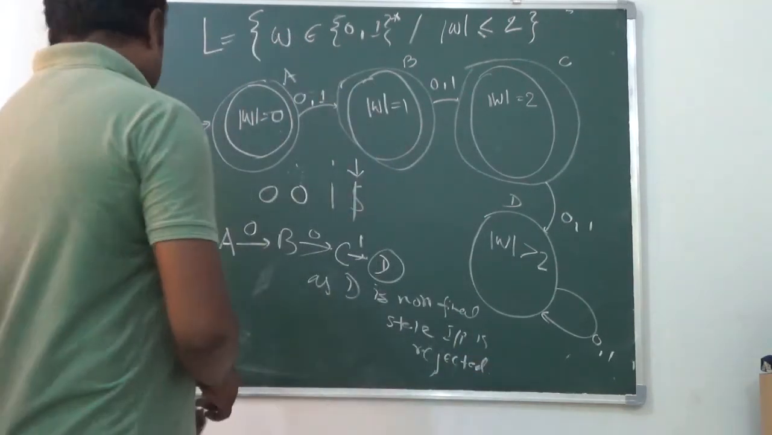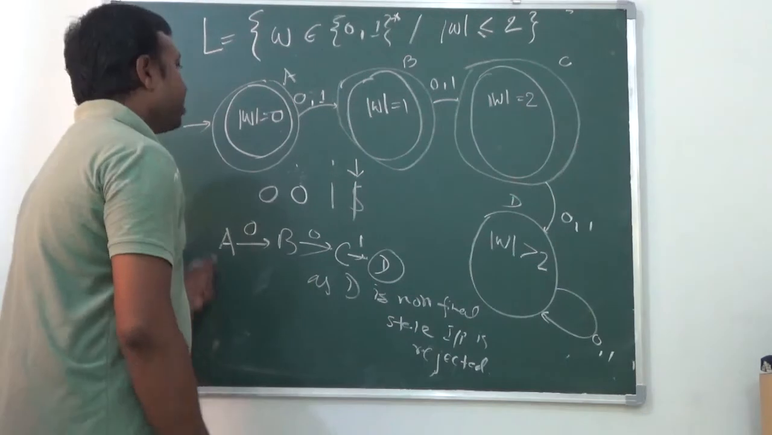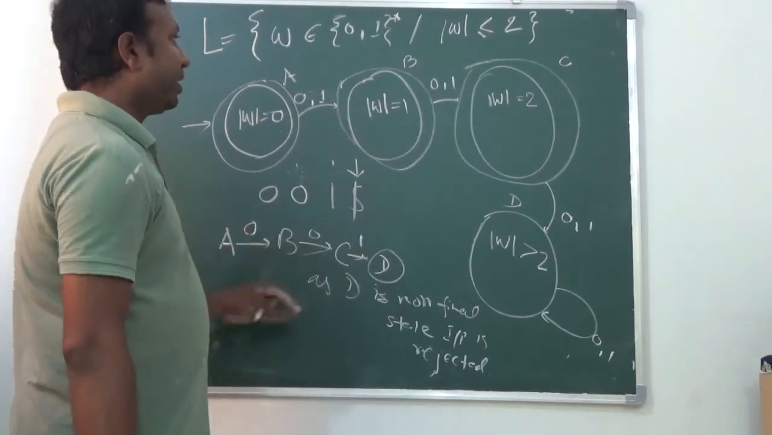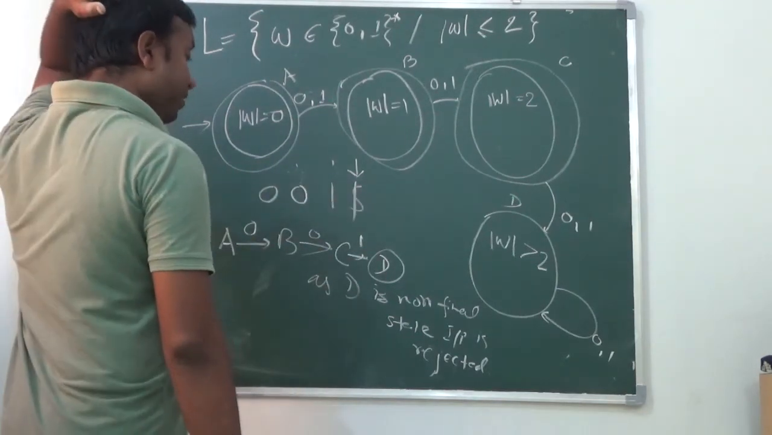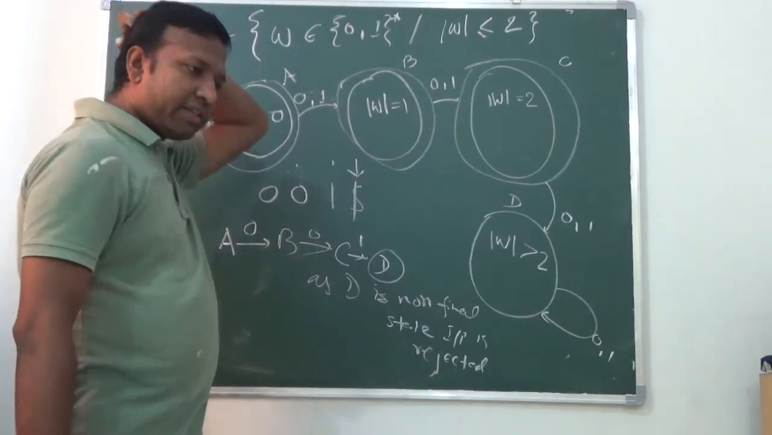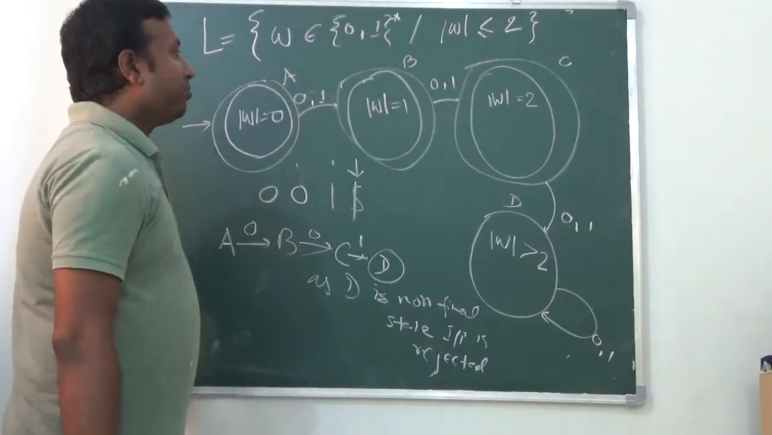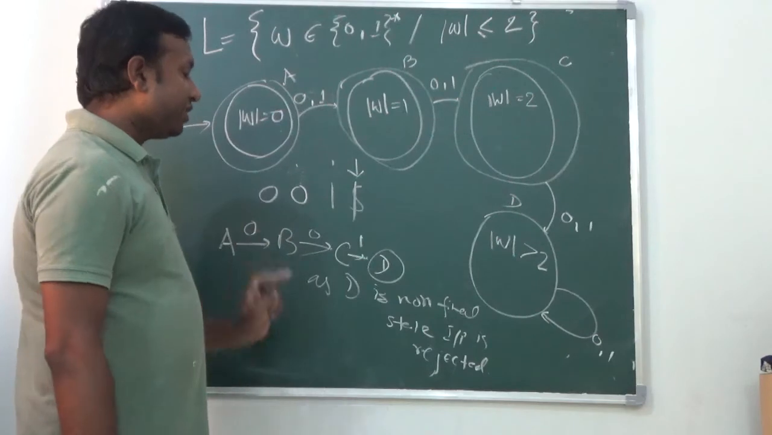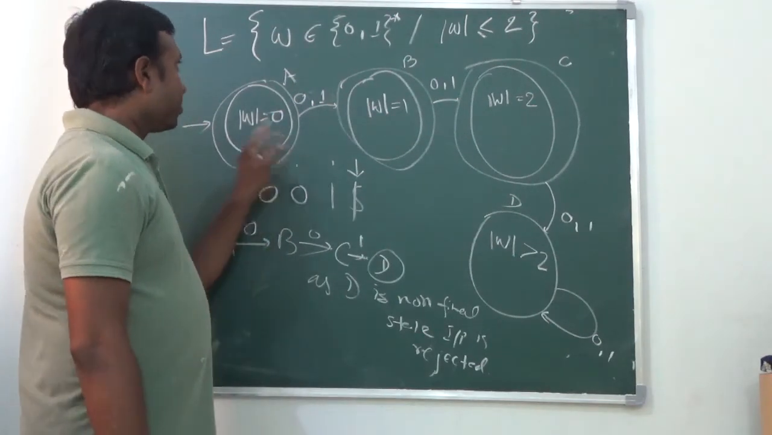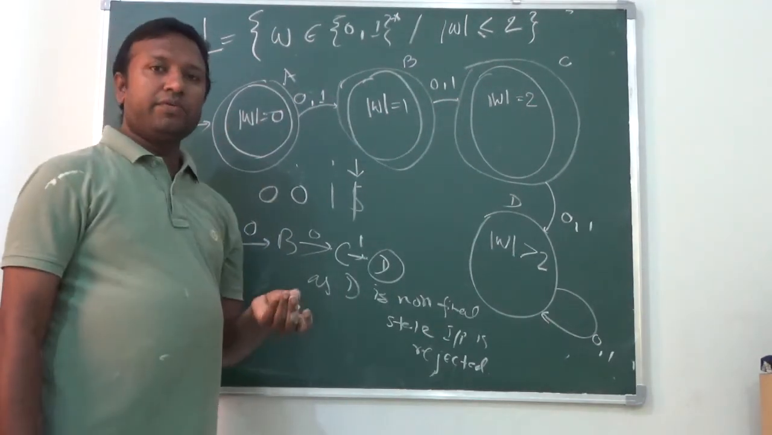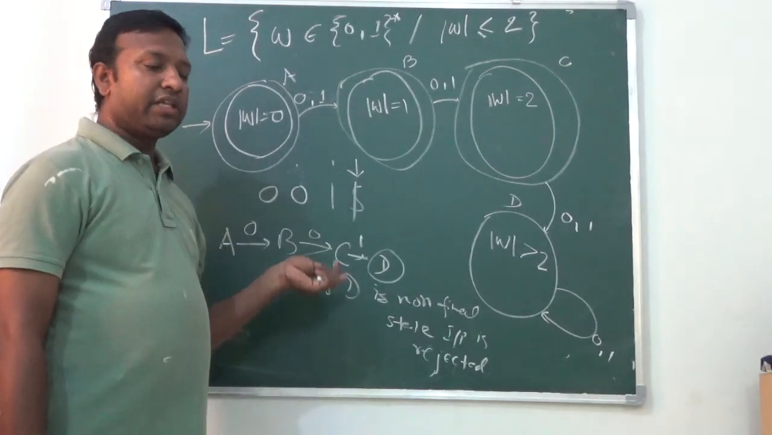Okay, fine. So this is how this automaton is designed, right? In this video, we have seen some of the finite state machines for some languages. In the next video, we will continue with this, and we will see some more examples.